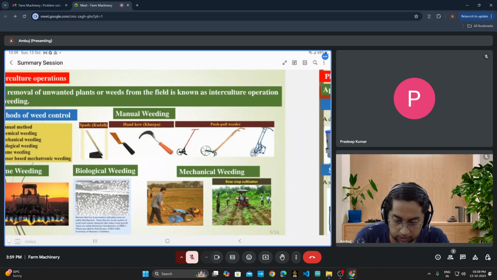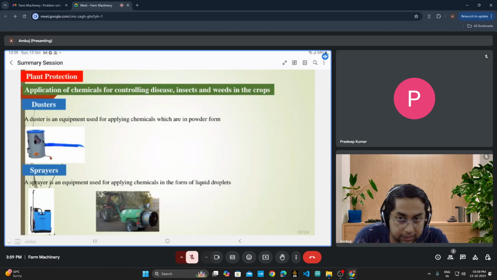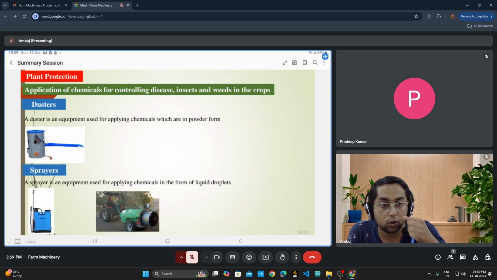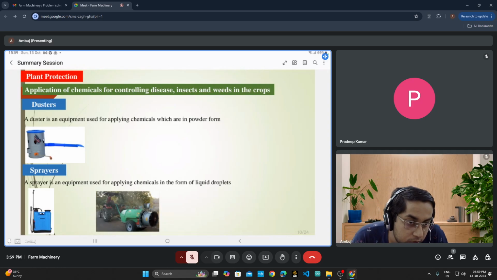Then your plant protection. Two different types of equipment are very common: duster and sprayer. Sprayer is an equipment used for applying chemicals in liquid form. When you want to apply the chemical in powder form, you can use a duster. This is the application of chemicals for controlling disease, insects, and weeds in the crops. This is plant protection.